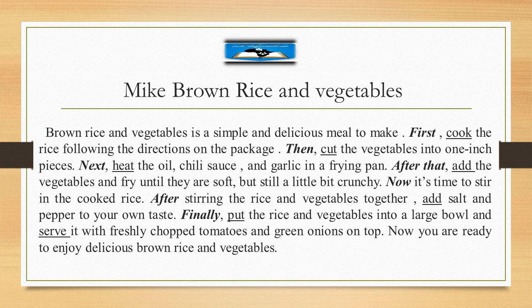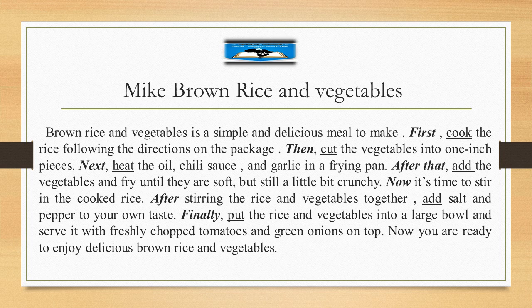Now it's time to stir in the cooked rice. After stirring the rice and vegetables together, add salt and pepper to your own taste. Finally, put the rice and vegetables into a large bowl and serve it with freshly chopped tomatoes and green onions on the top. Now you are ready to enjoy delicious brown rice and vegetables. Okay, so this is an example of a process, instructional, directional paragraph.